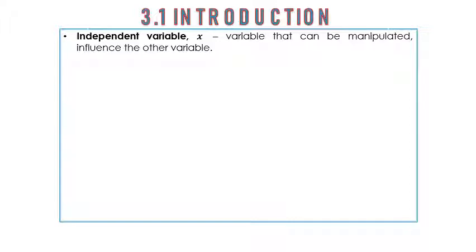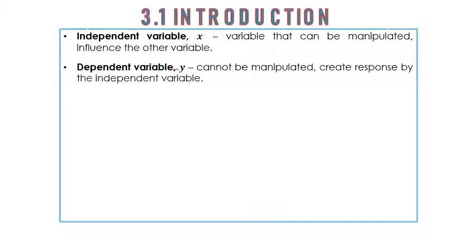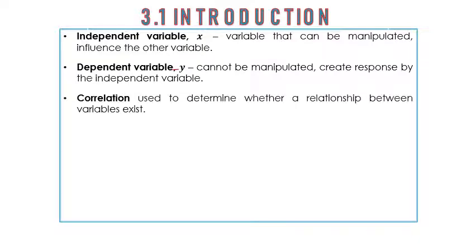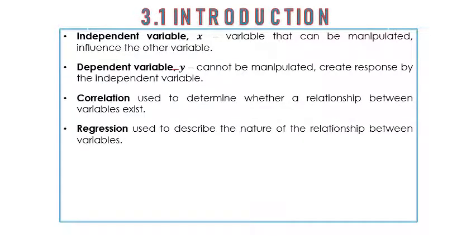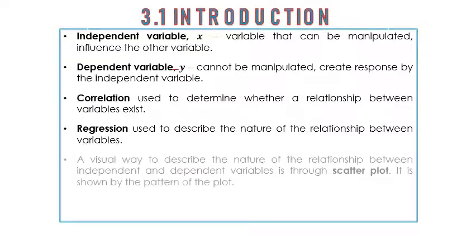The independent variable, known as x, is the variable that can be manipulated and influences the other variable. The dependent variable y cannot be manipulated and creates a response to the independent variable. Correlation is used to determine whether a relationship between variables exists. Regression is used to describe the nature of the relationship between variables.